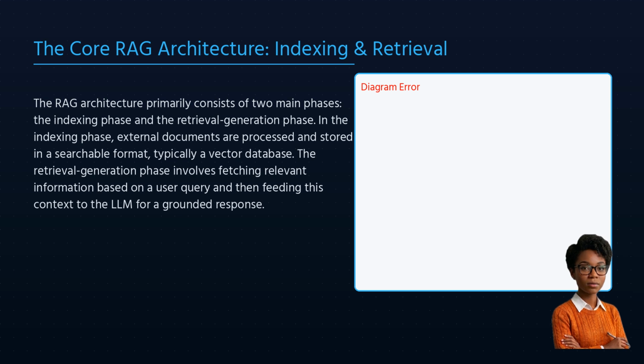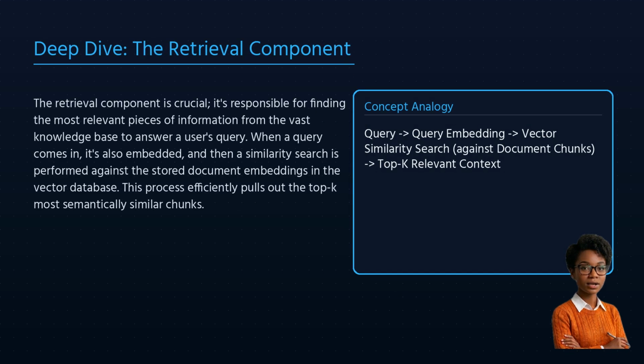The second stage, the retrieval generation phase, happens in real time when a user asks a question. When a user inputs a query, that query is first converted into an embedding using the same embedding model used during indexing. This query embedding is then used to perform a similarity search within the vector database. The goal here is to find document chunks whose embeddings are closest to the query's embedding, indicating high semantic relevance. These top K most relevant chunks are then extracted and prepared to be sent to the LLM.